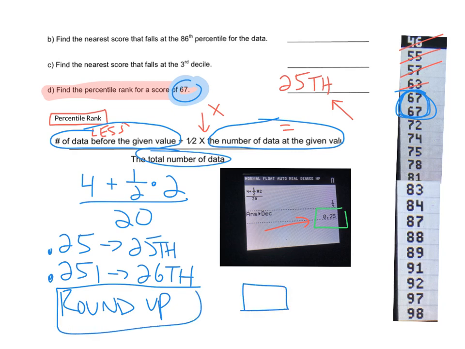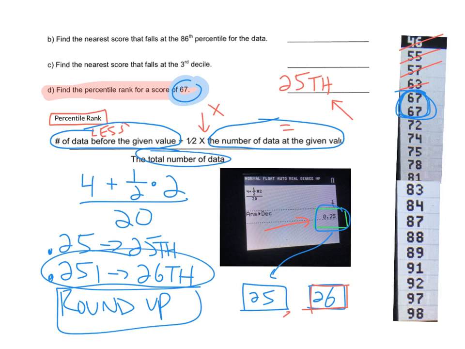Basically percentile ranks are like stages. You have the 25 stage, the 26 stage. If you get 0.25, you're right on the 25th stage. But if you get 0.251, you're just past the 25th stage, which means now you're considered in the 26th percentile. So always remember, for percentile rank, you always round up.